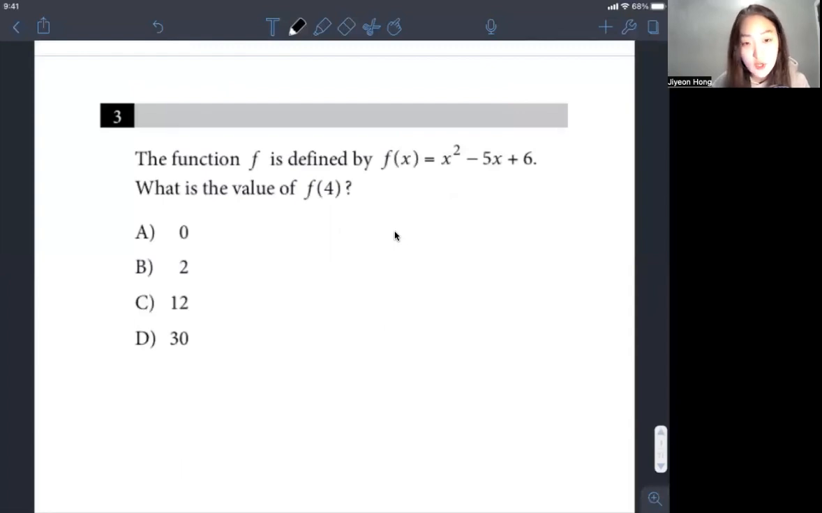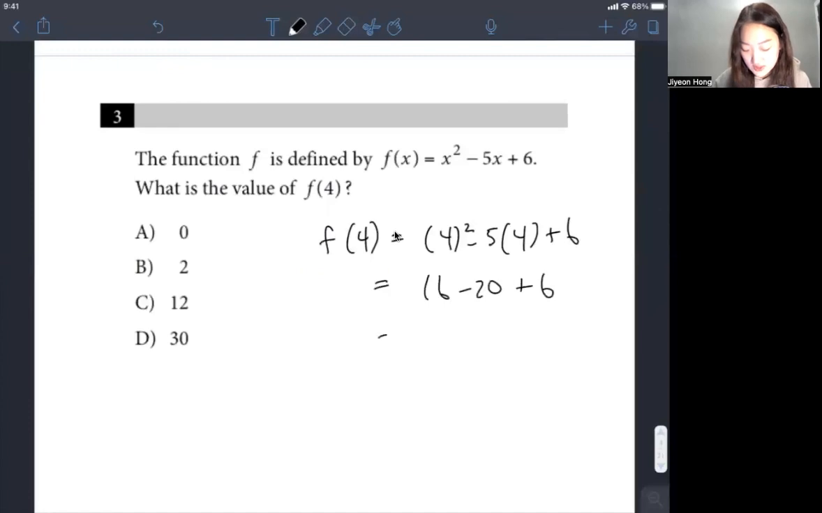Number 3, the function f is defined by f of x equals x squared minus 5x plus 6. What is the value of f of 4? All we're doing is plugging x equal to 4 into the equation. So f of 4 is equal to 4 squared minus 5 times 4 plus 6, which is also 16 minus 20 plus 6, which is equal to 2, B.